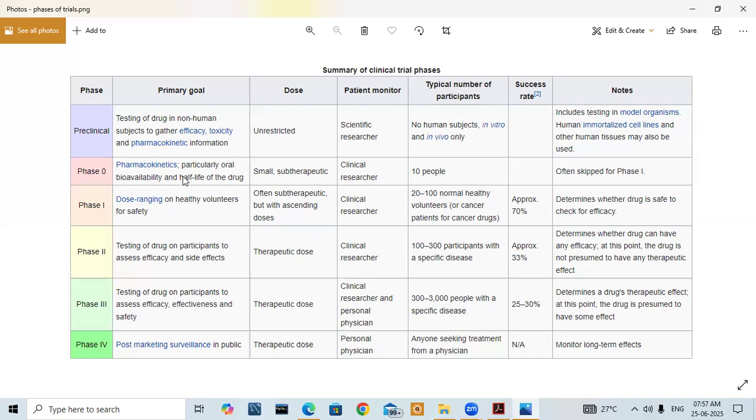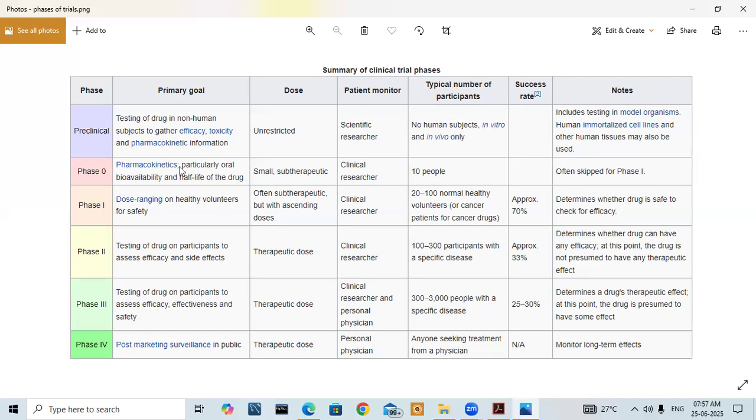How much time is taken to metabolize the drug to half? For example, you are taking 500 milligram, and from 500 milligram it is metabolized to 250 milligram. How much time is taken for that is known as half-life. So these are studies which are not directly concerned with our main goal, but we want to see how the drug is behaving in the body.